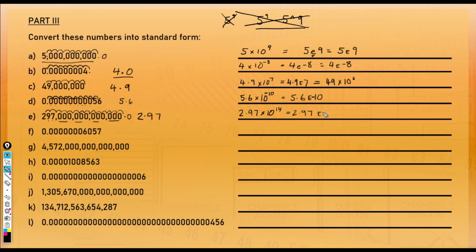2.97 e14. Okay, and I think I'm going to stop writing the exponential form there now. I think you get the idea on that. Moving on to f. So now we've got a few more decimal points. And remember, we do need to write all of the non-zero digits.